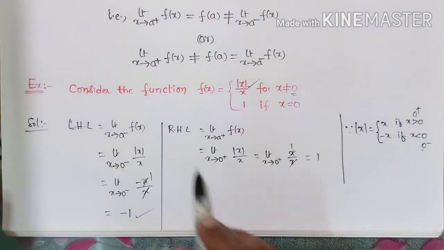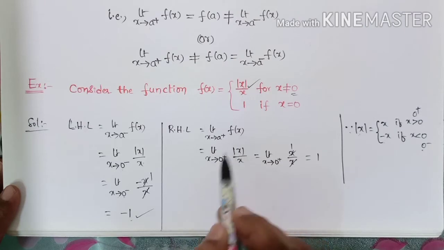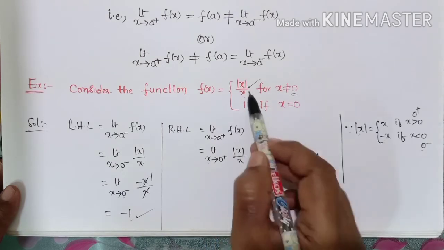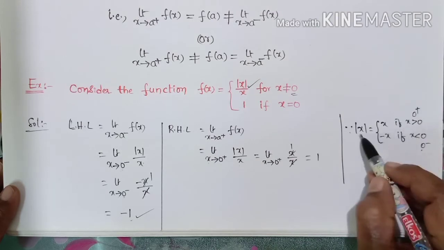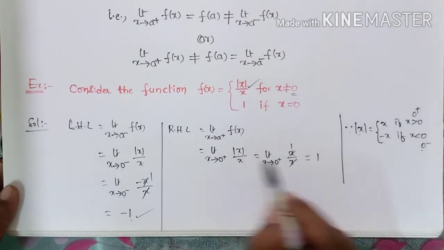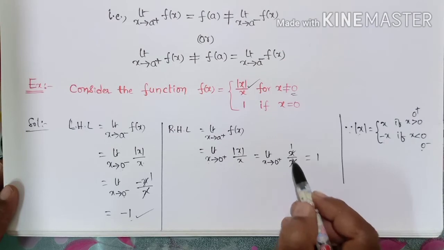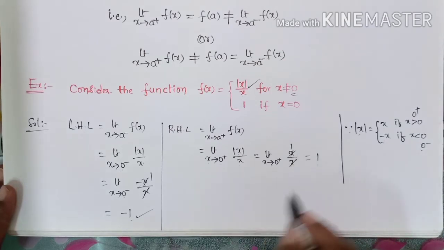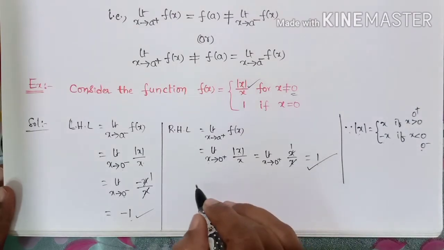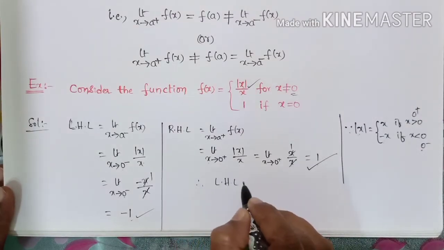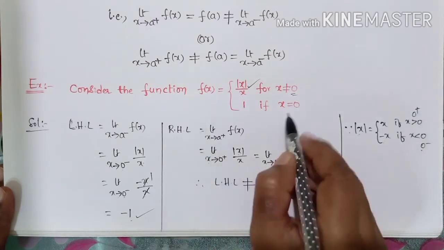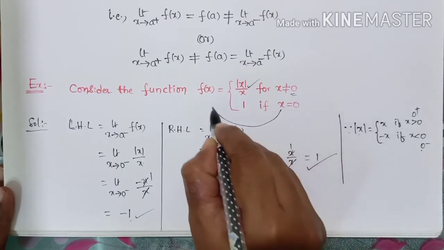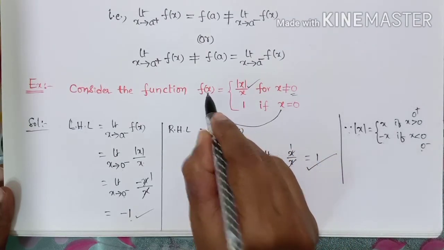Now right-handed limit. Limit x tends to a plus f of x. We replace a by 0, limit x tends to 0 plus mod x by x. f of x here is mod x by x. So for 0 plus, that is in the positive neighborhood of 0, we write mod x as plus x. So we replaced mod x by plus x. Cancel x. Limit of 1 is 1. Therefore, right-handed limit is plus 1. Obviously, left-handed limit is not equal to right-handed limit. And in the question itself, we put x is equal to 0 in this, f of 0 equal to 1.